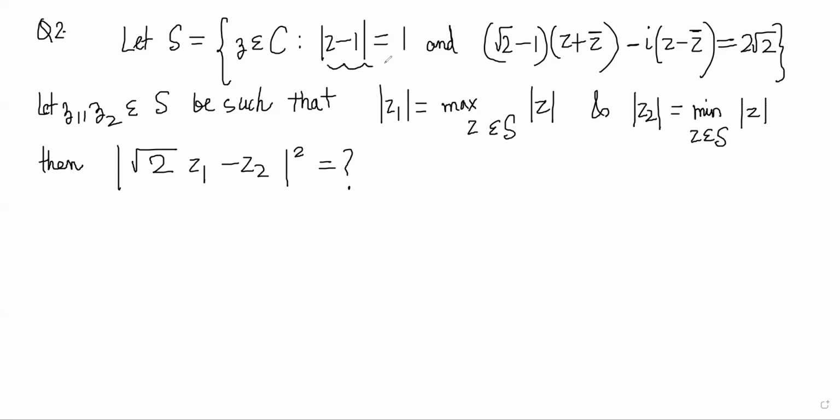So both these conditions have to be satisfied for the elements of this set and then you have to find z1, z2 and all. I think the first. Don't tell me directly something, just find it out and see if you can get the correct answer. Okay.